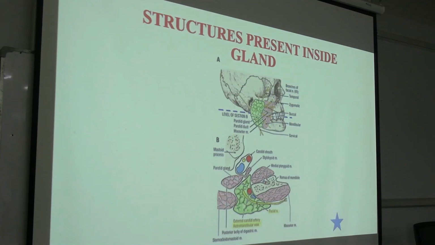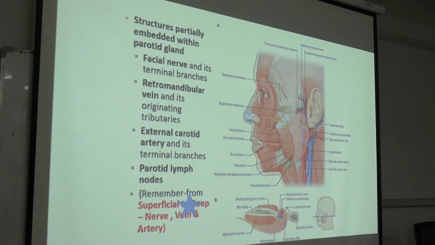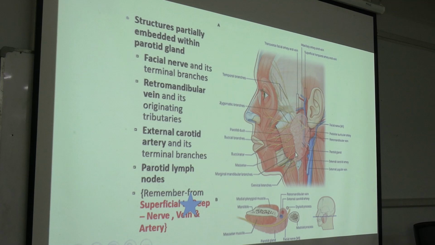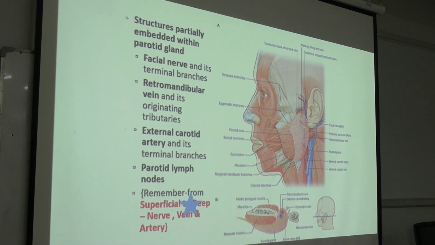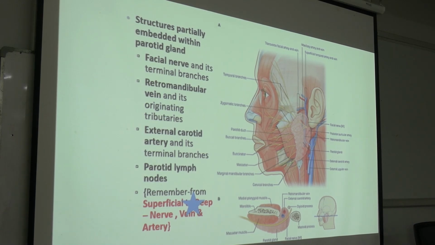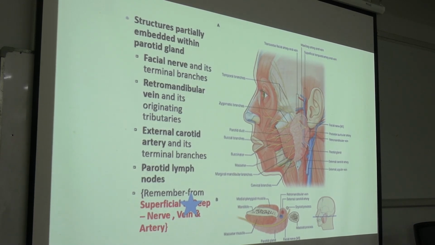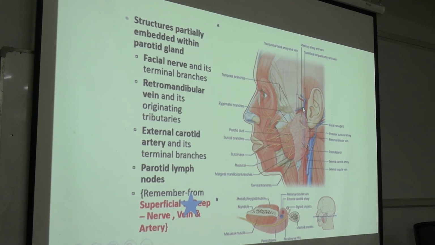Now these are the structures that run through the parotid gland, from superficial to deep. You have to memorize them. This is the most important part that you should remember. The most superficial structure within the parotid gland is the facial nerve, which you can see splitting into 5 branches. We know the branches, and then we have this vein which is coming over here.